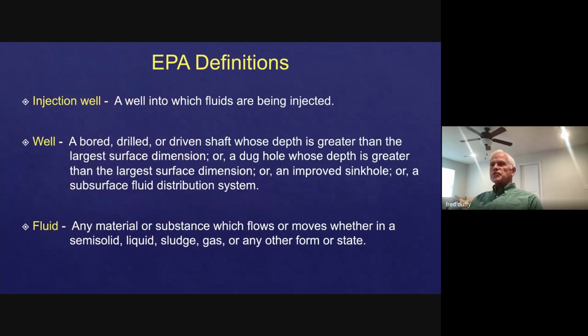These are some definitions that come from the EPA website. The definition of an injection well is a well into which fluids are being injected. Then you have their definition of a well, and you can see that it's pretty laborious there in text. A well could be simply a dug hole where the depth is greater than the width. An example of that would be a sinkhole. Or another one, a well could be that last item there, a subsurface fluid distribution system. I think that's another term for a septic tank or a septic system.